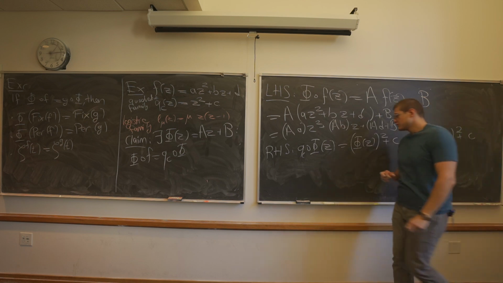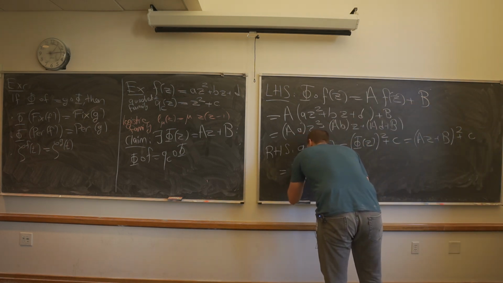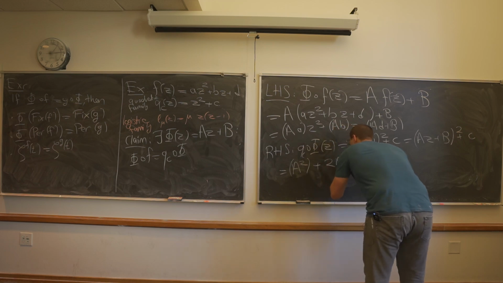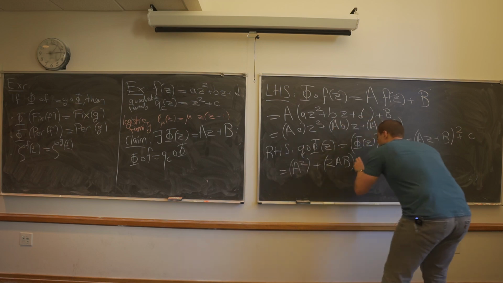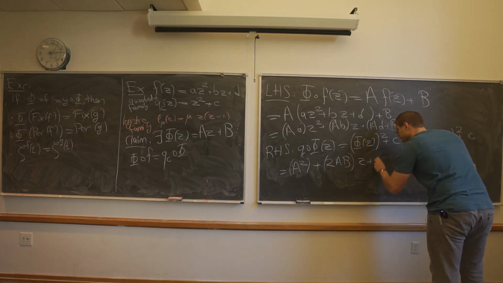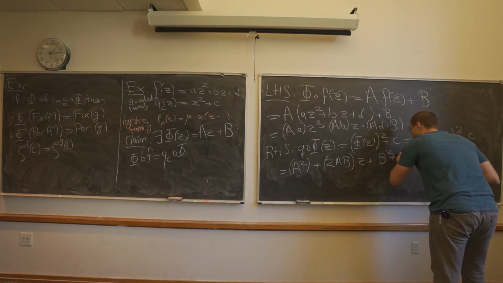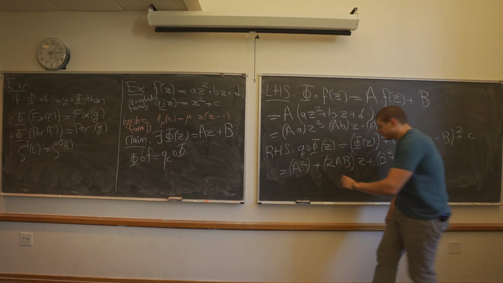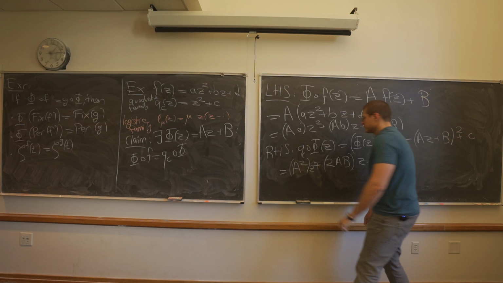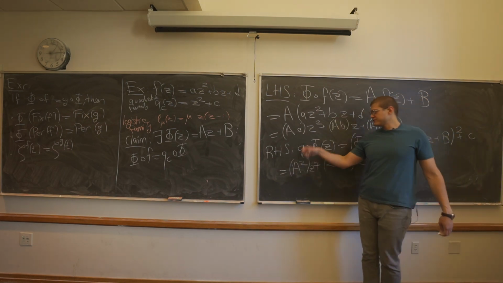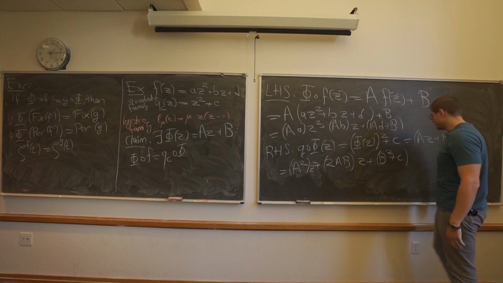Opening this up, I have A squared Z squared, 2AB times Z, and then plus B squared plus C. So I want these two expressions to be the same. I forgot the Z squared here. Well, two polynomials are the same if the corresponding coefficients are the same. So that gives me a bunch of equations.